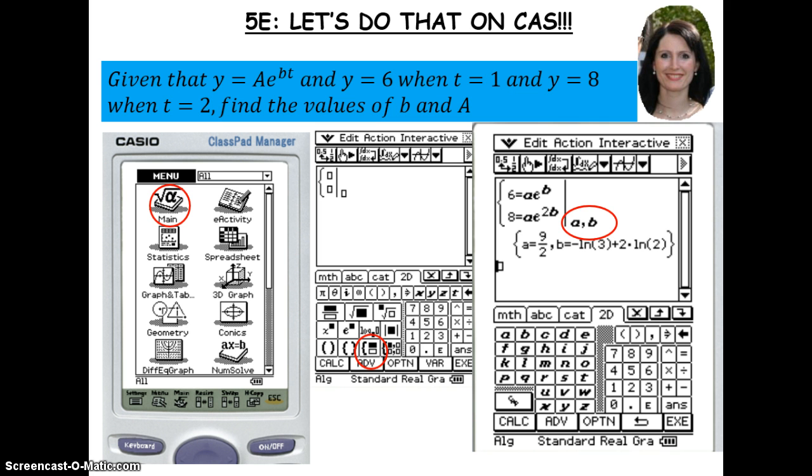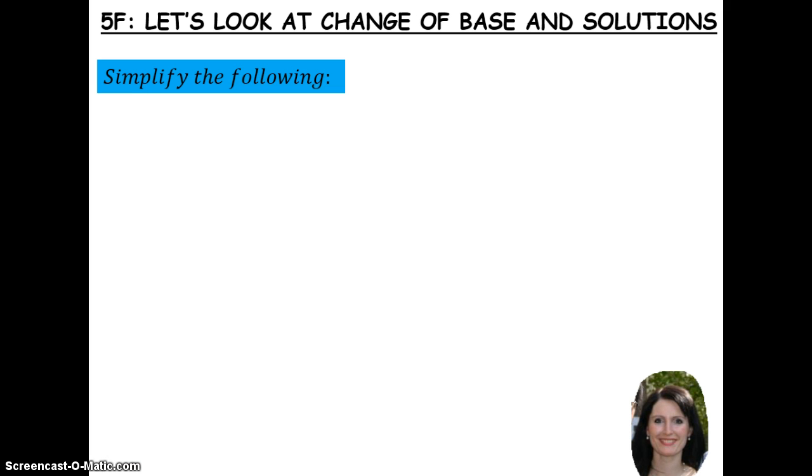Make sure that you put the a comma b after that line there. That's telling the calculator that you want to solve for a and b. That's important. I then click exe and I get my answer. And that's the end of 5E.